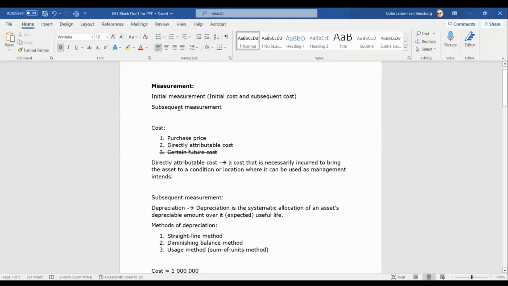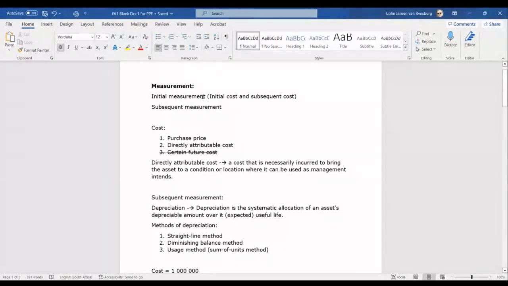And then we've also got the matter of subsequent measurement. How do we value that item or that group of items or that category of items of property, plant, and equipment after we've acquired it? And we said on Monday that will usually be either when you draw up your financial statements or when you are about to dispose of that asset, right? So first of all, we're going to focus on initial measurement, and then later on, we're going to talk about subsequent measurement. Subsequent measurement is where the concept of depreciation comes in.